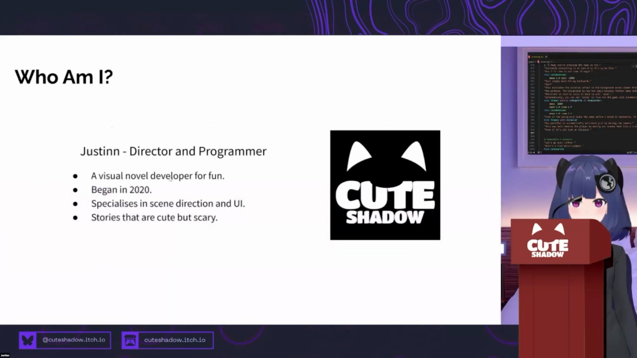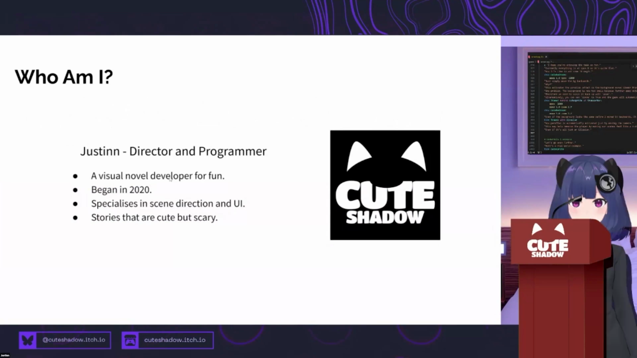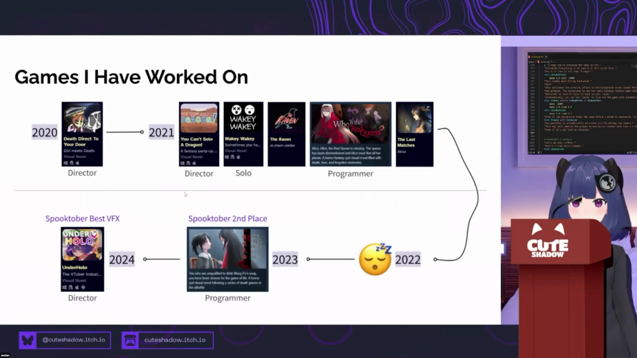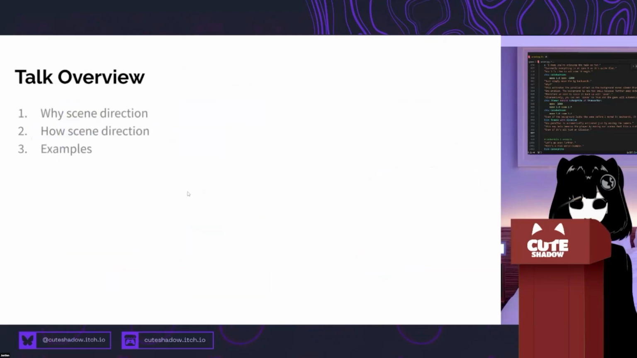But first, who's speaking right now? Well, my name is Justinn. I'm a hobby dev of visual novels. I do directing and programmer roles, and I began this hobby about 2020, about 4 or 5 years ago. Here are some games I've worked on. I have a bit of a timeline here. As you can see, I am a serial jammer. But enough of that. We don't have enough time to talk about myself.